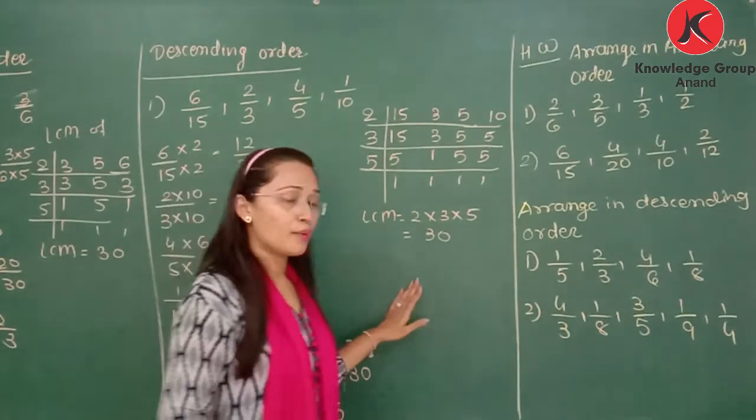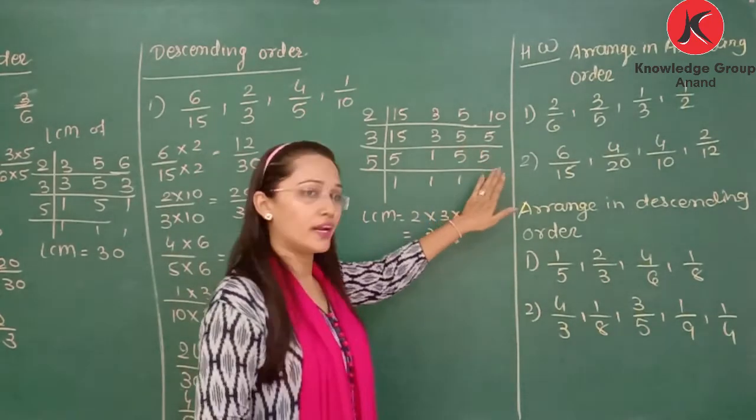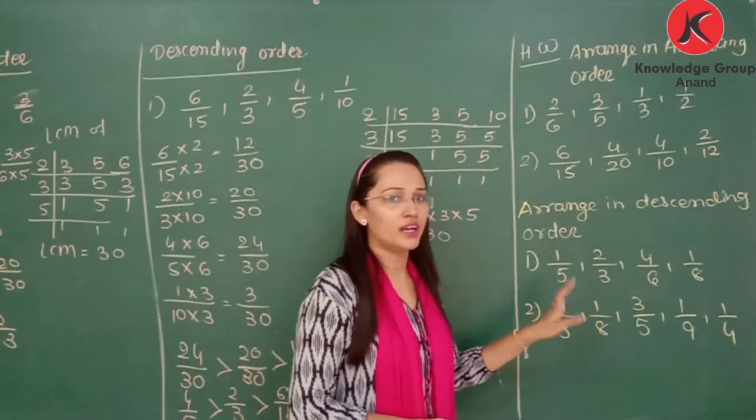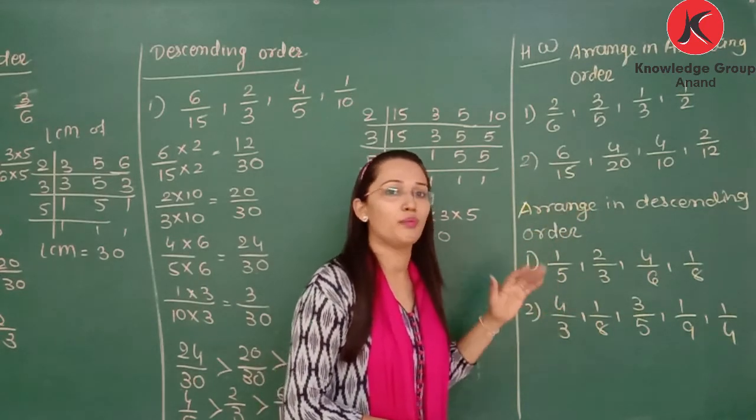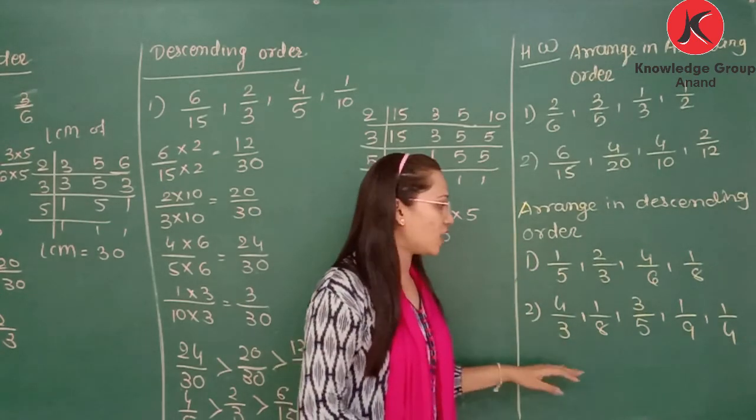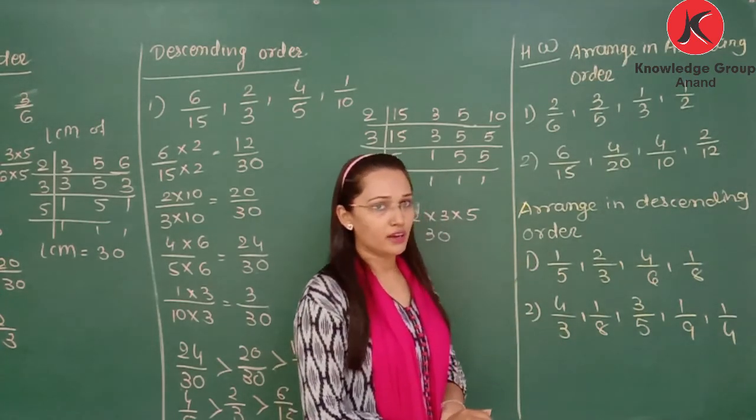So here some examples are given. All are unlike fractions and you need to convert them into ascending order and descending order. So you take the LCM, make the denominator equal to the LCM by multiplying with some number, and then arrange them in ascending and descending order.